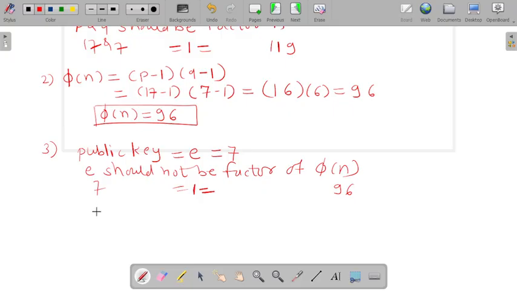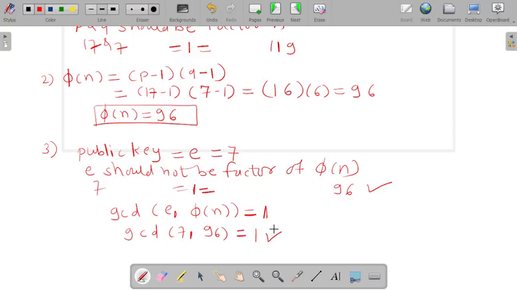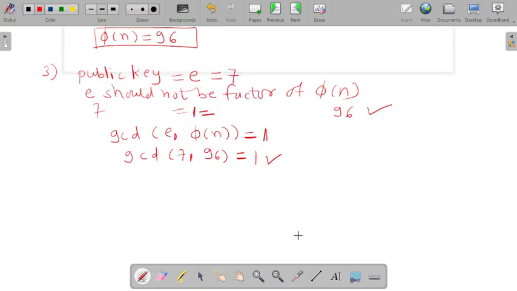Okay. So now after that, another rule is applicable here. Now what rule do we have to check? That is the GCD of E and phi of n is equal to 1. So I am writing here GCD of 7 and 96 is equal to 1. So this rule is also applicable here. Now what are we checking? That is 1 less than E less than phi of n, meaning 1 less than 7 less than 96. This rule is also applicable here. So these three rules are applicable.